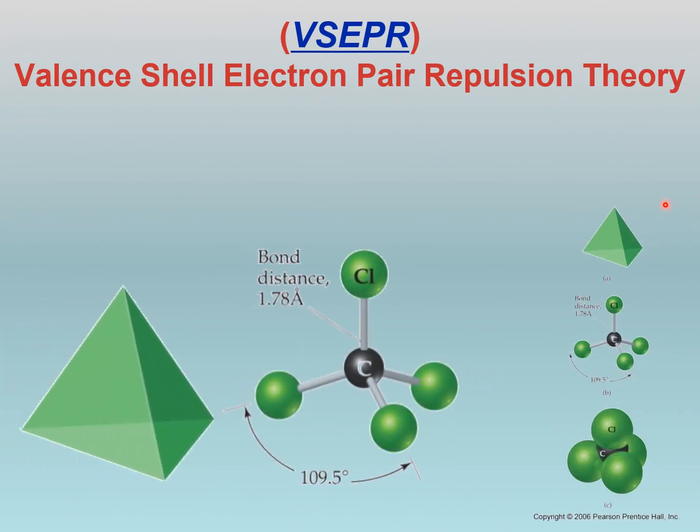VSEPR, valence shell electron pair repulsion theory, is basically what we stated. These electron pairs want to push each other away. So here we have a tetrahedral shape. We've talked about those in the past. If all of these are the same atom, theoretically all chlorine here, these electron pairs will have equal repulsion. So they will find the optimum angle in three-dimensional space so that they have the maximum angle from each other, and that angle will be the same. So we have 109.5 degrees between these two.